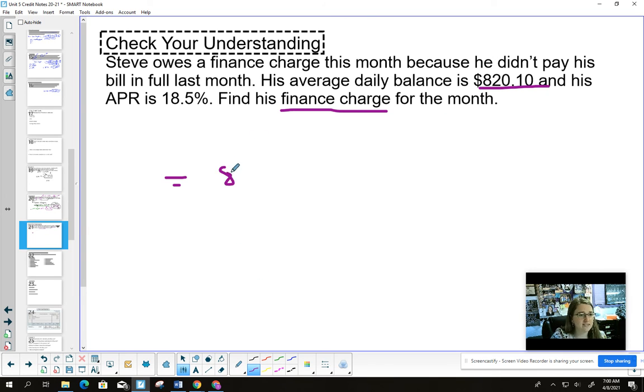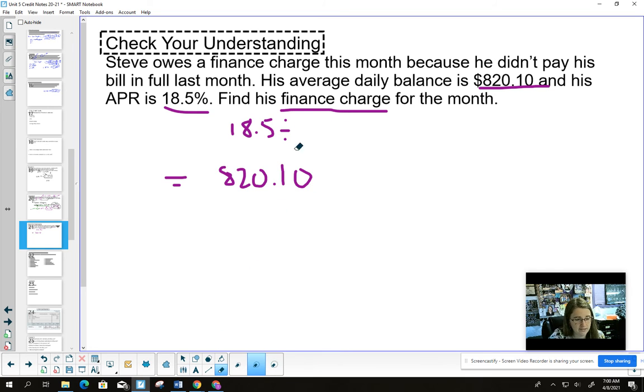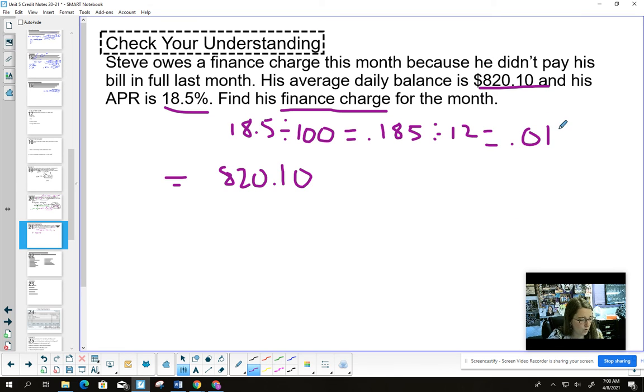Okay, so the average daily balance is 820.10. This 18.5, I need to divide that by 12 first or second. Again, I could divide by 100 first. In fact, actually, I'll just show that just so you can see it's going to come out to the same thing. So if I divide by 100, this will get me to 0.185, and then I can divide by 12. We should get 0.015. We can go ahead and bring it to there. You could go 154. Again, you're rounding off a little bit here, but that's okay. If you put 154, that's fine.